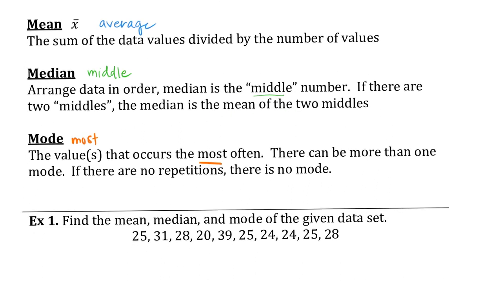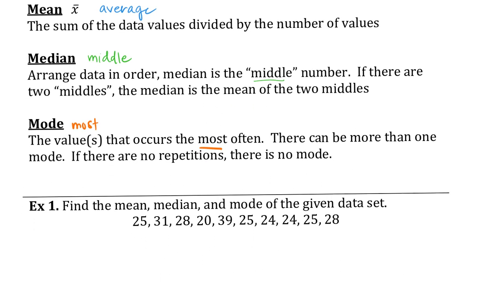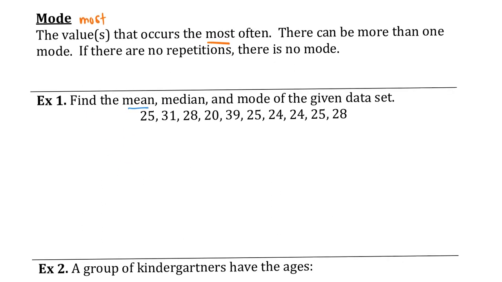For example, when it says find the mean, median, and mode of the given data set, I'm going to go ahead and do the mean first. The mean says the sum of the data values, so add the data values, and then divide by the number of values. I'm going to use the little bar on top to show that I'm finding the mean. So mean equals the sum of the data values.